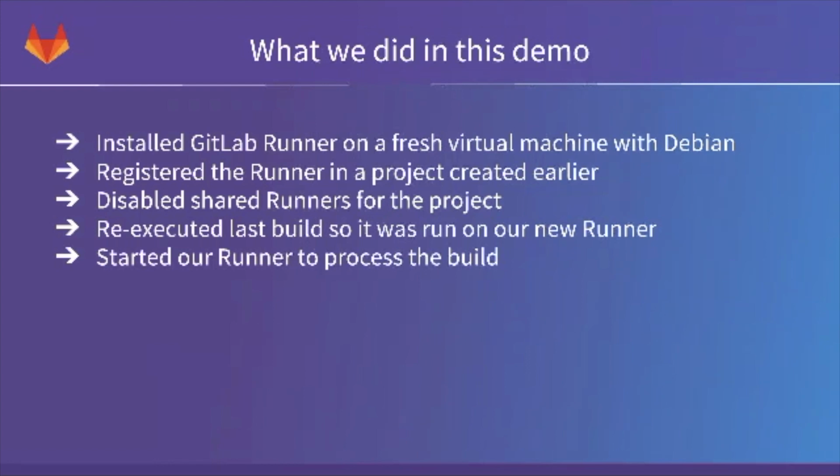So you did see the video, the recorded Tomasz demo. Tomasz installed GitLab Runner on a fresh virtual machine with the help of a Debian package. He registered the runner in a project created earlier. He showed you that you can disable shared runners and provide your own specific runner, and this runner can be run as a system service that will process your builds even after you restart your machine.